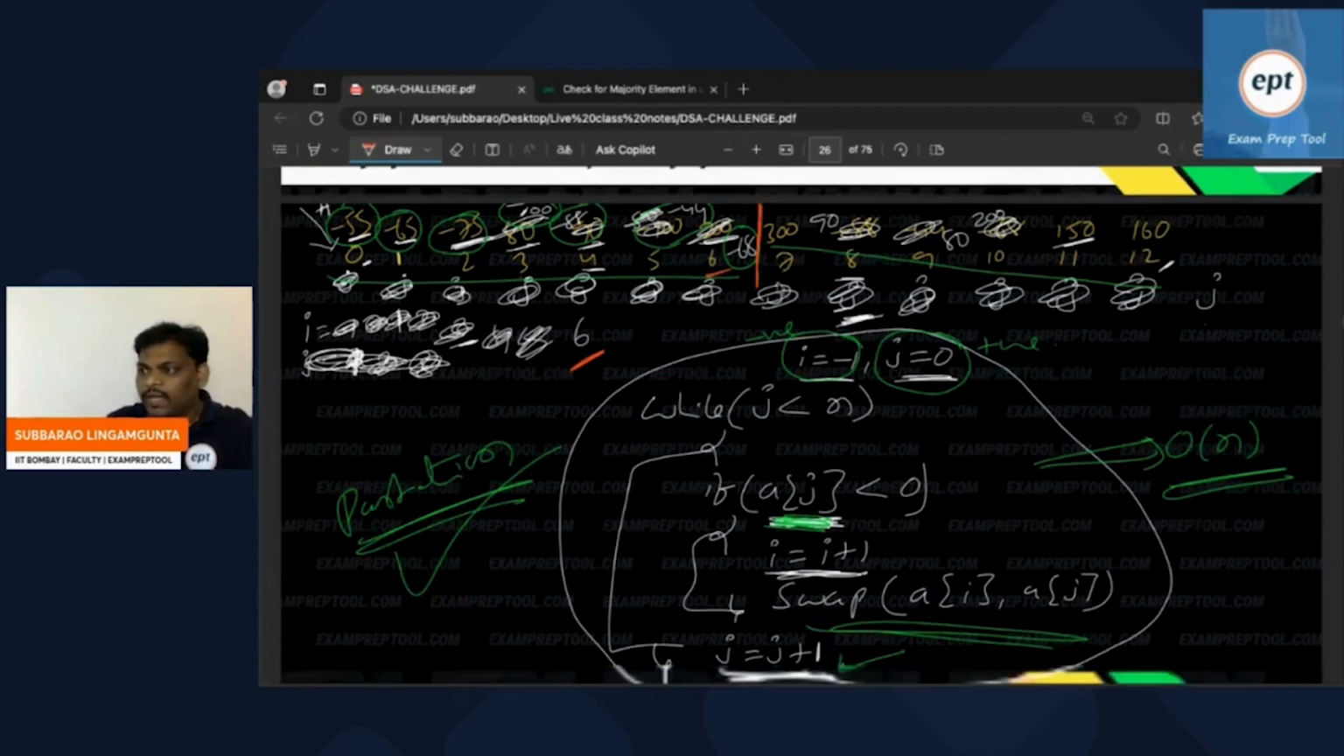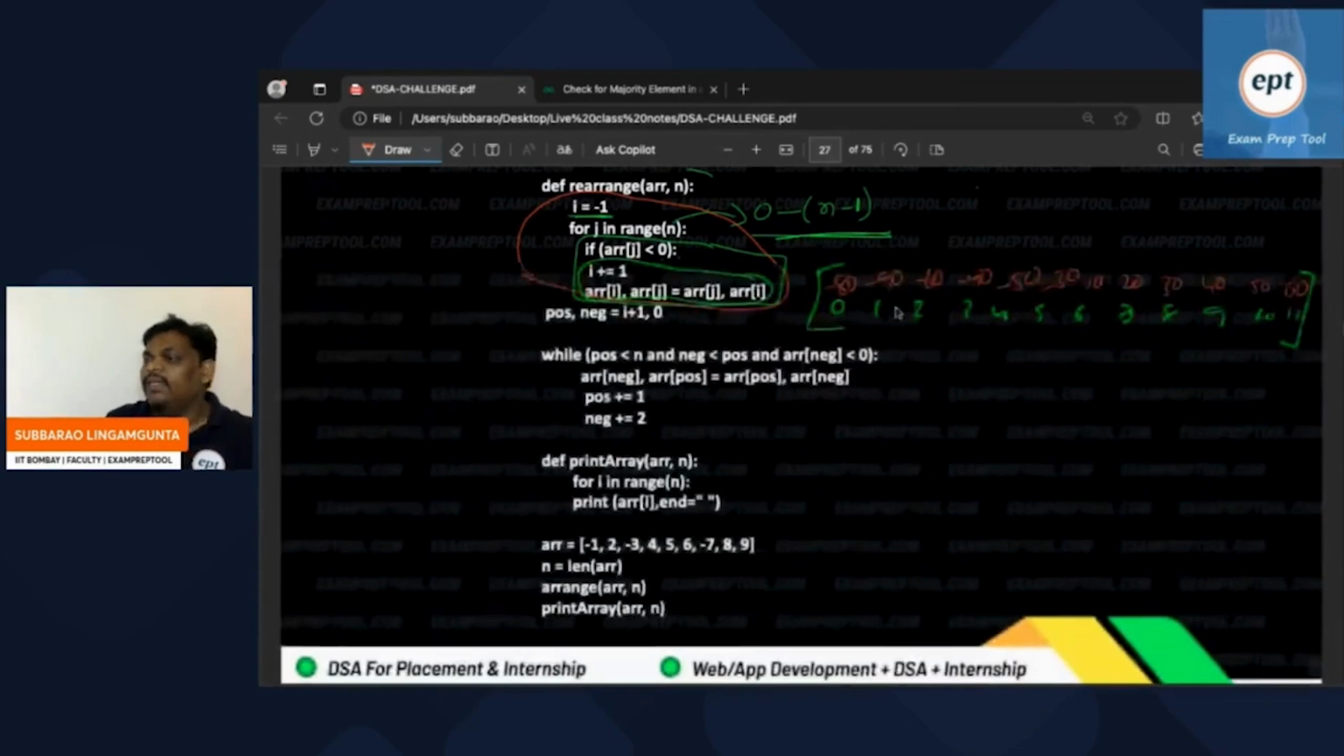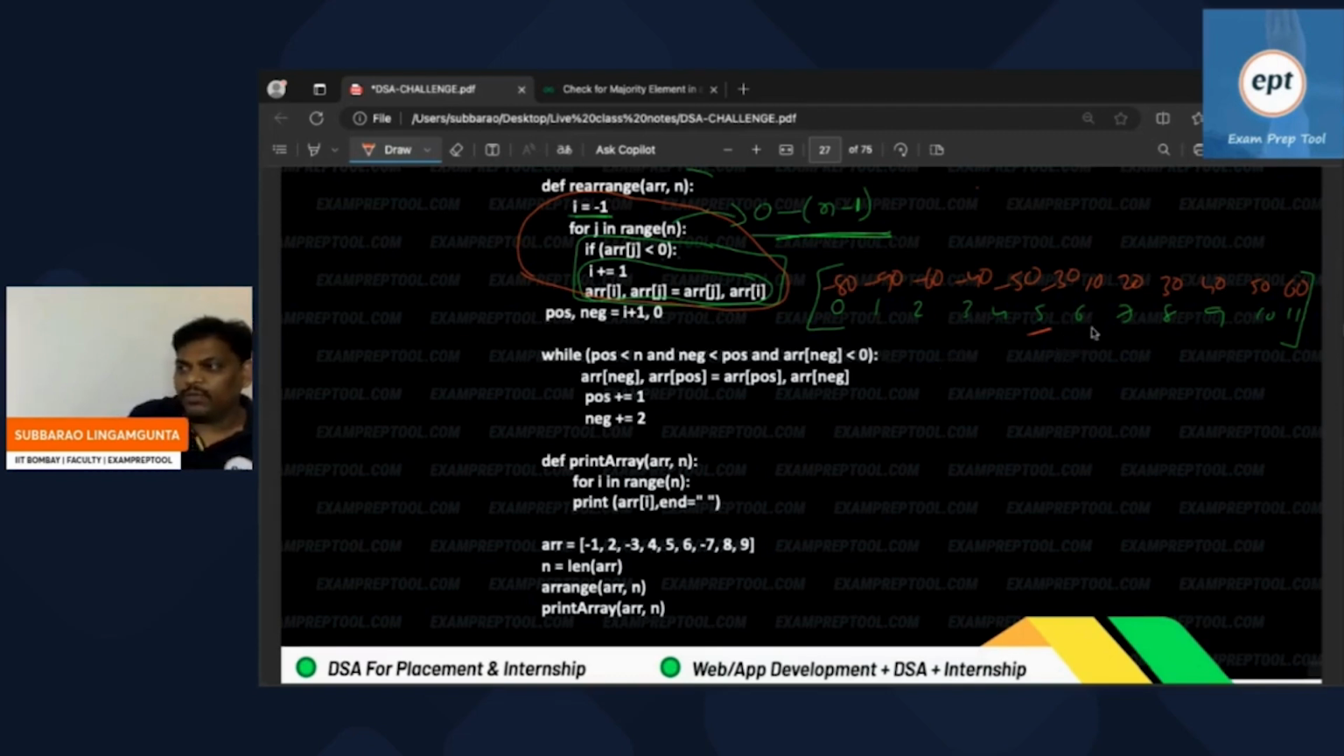So I will do one small story here. At the end of the story, what is I here? In this problem, I is going to be 5, because from I plus 1 onwards, positive numbers are there. So I am taking two variables. Positive is equal to I plus 1. Negative is equal to the initial position. Negative is this, positive is this, at the end of the partition.